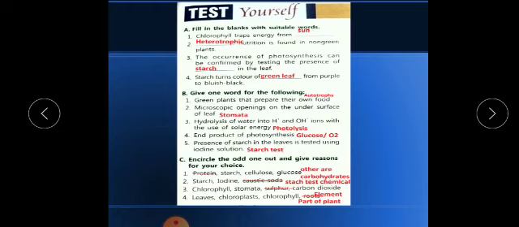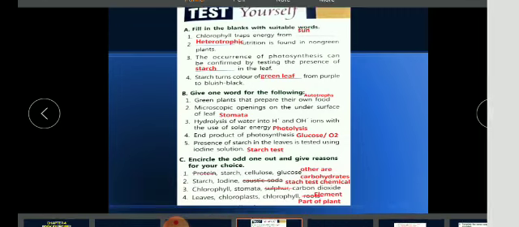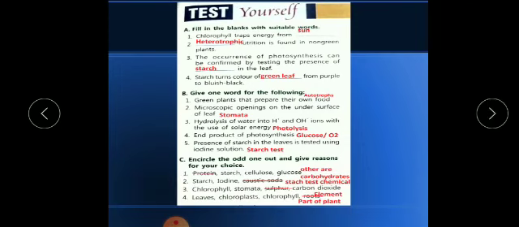Now end products of photosynthesis are glucose and oxygen. I don't have a space here, that's why I have written O2. So 2 you have to write in a subscript. Alright, so answer will be glucose and oxygen. Now fifth one is presence of starch in the leaves is tested using iodine solution. So you know children, here which step it is? It is the step of starch test. So starch test will come.